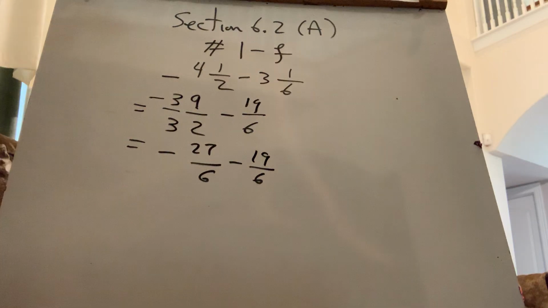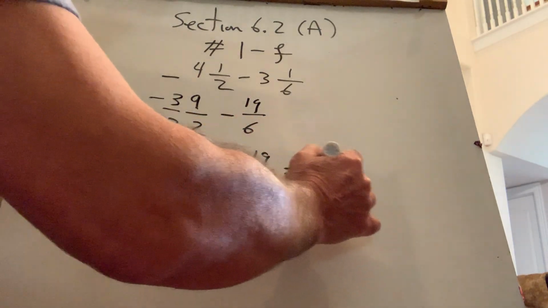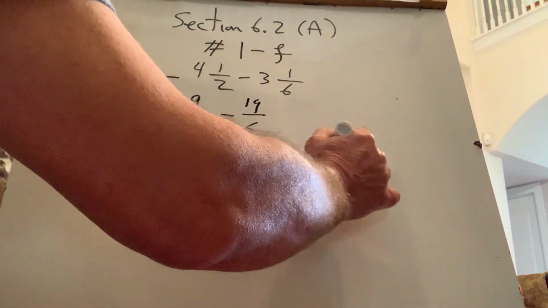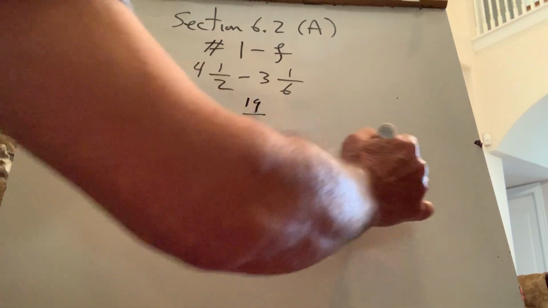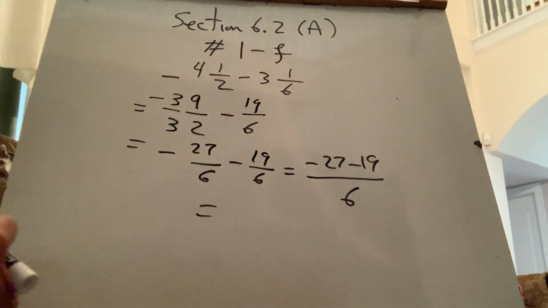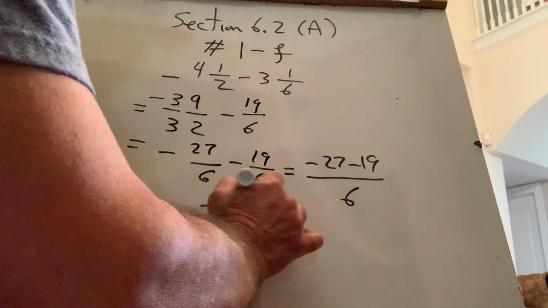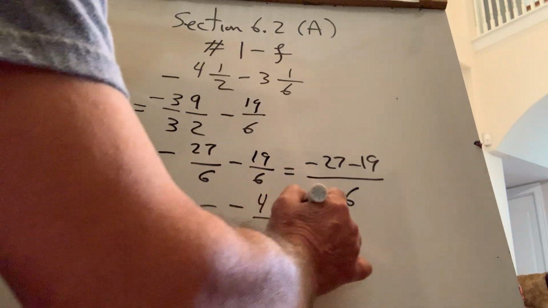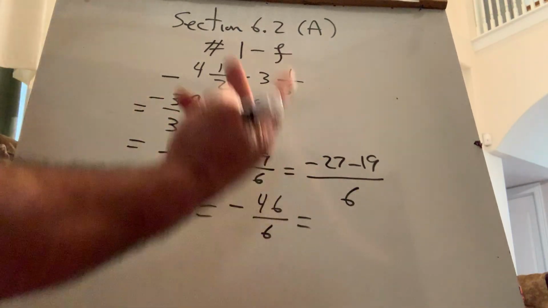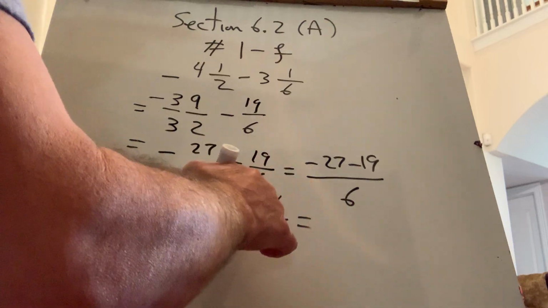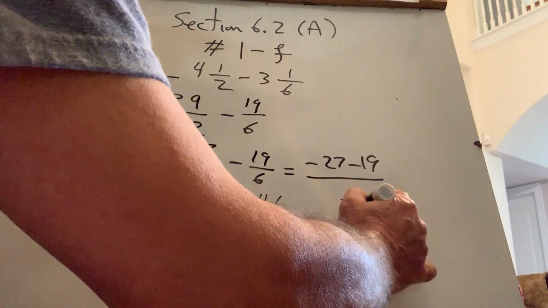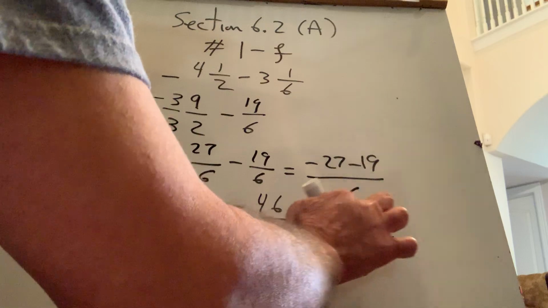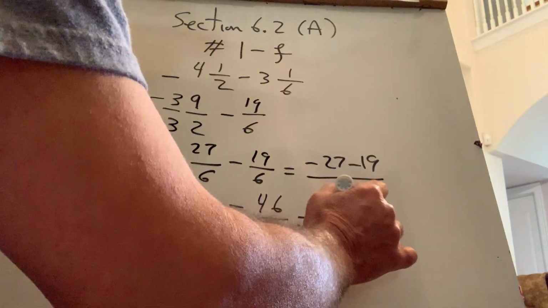So now you have the same denominator. You can combine to one fraction by just combining the numerators, which is negative 27 minus 19. And I believe negative 27 minus 19 adds up to negative 46 over 6, which, by the way, since the top and the bottom have a common factor of 2, you can reduce it. 2 goes into 46 23 times, and 2 goes into 6 3 times.